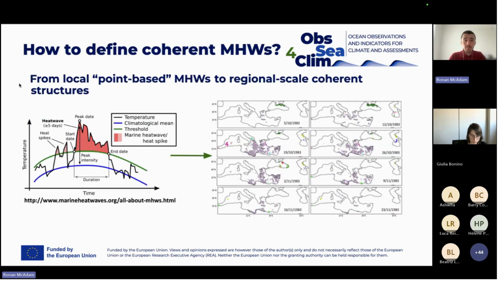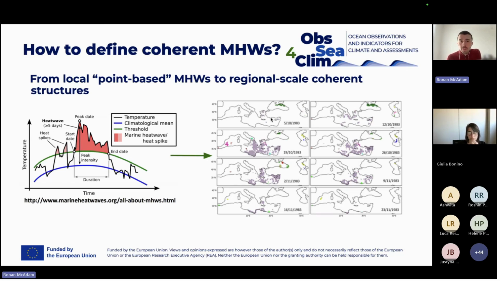First of all, given that we were looking at large-scale drivers, so these large-scale atmospheric circulation patterns, we decided to go from local point-based marine heat waves to a regional scale view of coherent structures. So what I mean here exactly is, as we've seen before a few times, you can define your marine heat wave as an exceedance of a particular threshold, and you do that for each grid point of your satellite data or your model. Then what my colleague Julia did is to make a data set of these coherent structures.